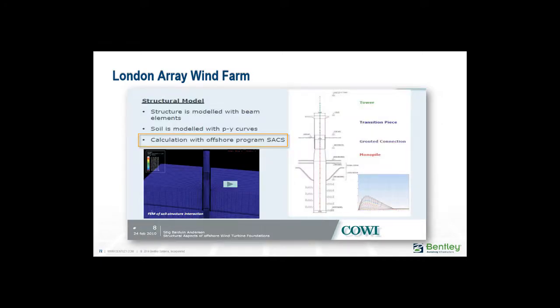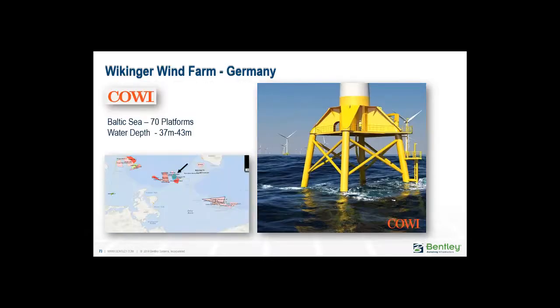These are our COE slides. And of course, the structure is modeled with beam elements, and the soil is modeled with PY curves, and the calculations are carried out using SACS. The OpenWindPower fixed foundation was also used in the Wikinger wind farm in Germany, where the structures were designed by COE. Here we have 70 platforms with a water depth ranging from 37 meters to 43 meters.